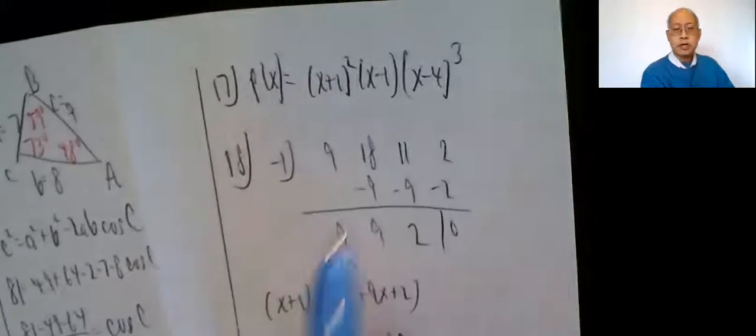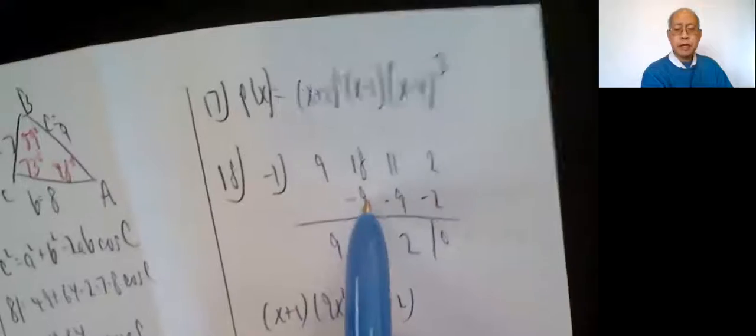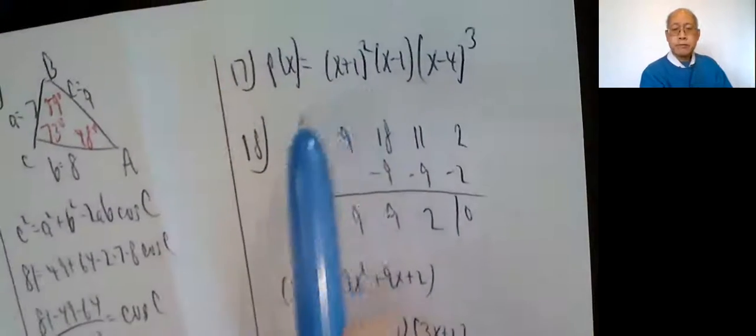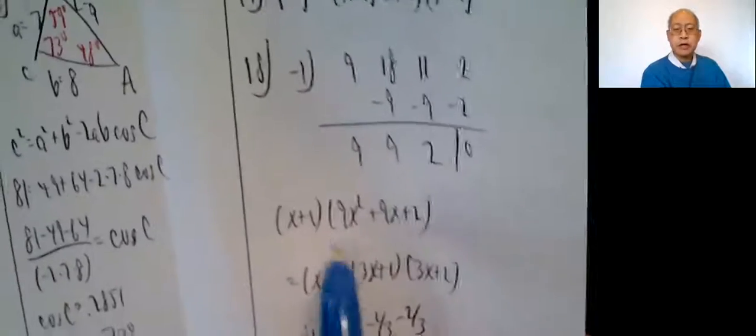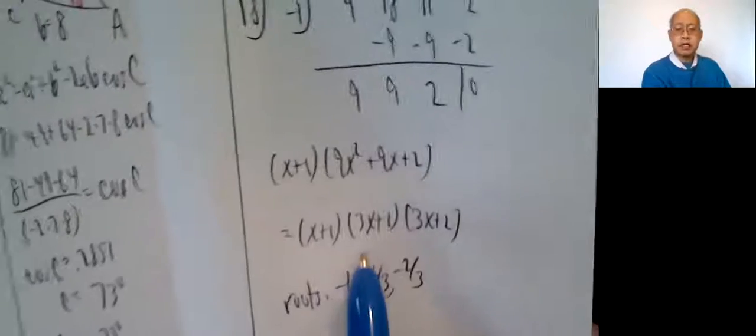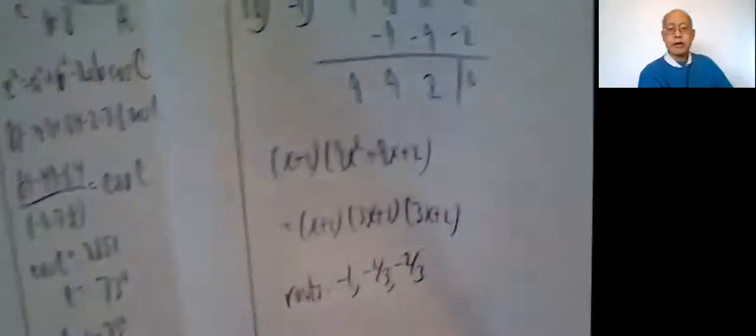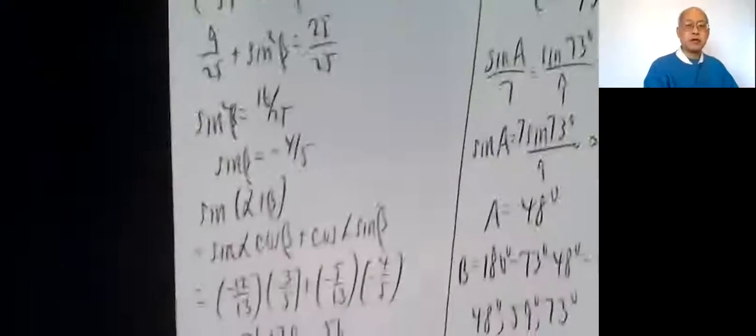Okay. Number 18, negative 1 turns out to work. 9, 18, 11, 2: 9, multiply, add, multiply, add, multiply, add. So the original polynomial factors into x plus 1, 9x squared plus 9x plus 2. This further factors into 3x plus 1, 3x plus 2. So the roots are negative 1, negative 1/3, and negative 2/3. And I'll do my last focusing for this.